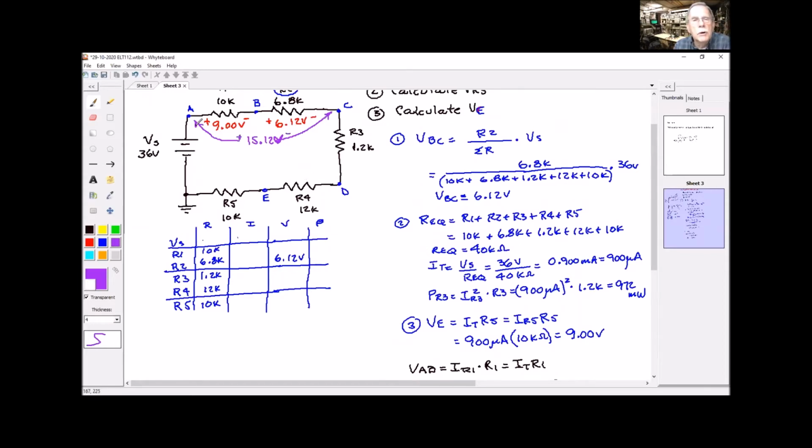So if I took a multimeter and put a multimeter in the circuit and measured AB, I'd read 9 volts. If I measured VBC, I'd measure 6.12 volts. If I took my multimeter and put my red lead at A and my black lead at C, I would measure 15.12 volts. Okay. Questions on that? And then it's plus because we calculated it to be a plus value.